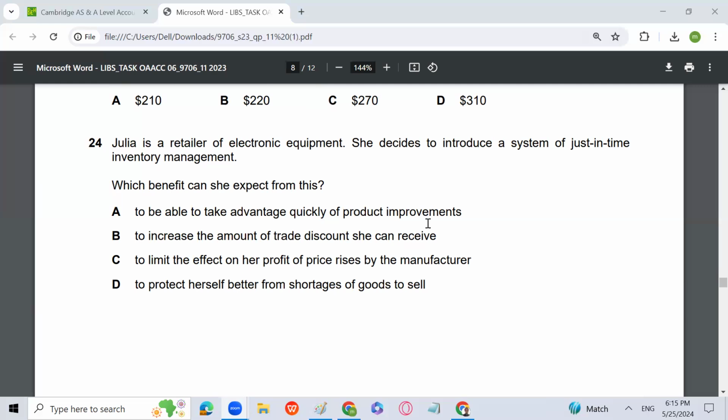So C is the answer. To limit the effect on her profit of price rises by the manufacturer. So if the manufacturer raises the price, because you are purchasing just-in-time inventory, the price rise will be limited because you will purchase only when you need that. So just-in-time inventory management will have an effect of that.